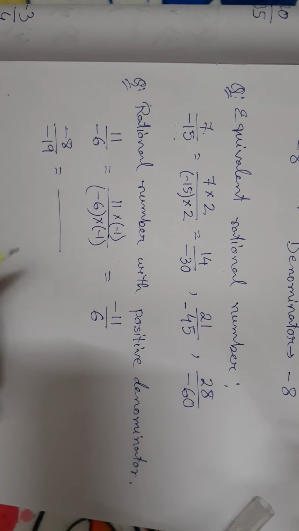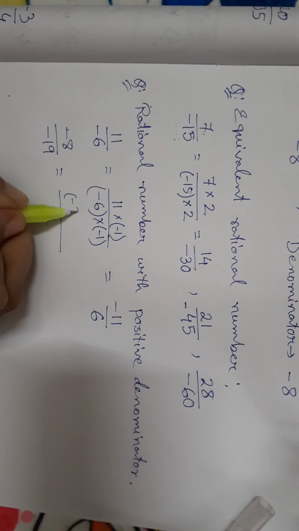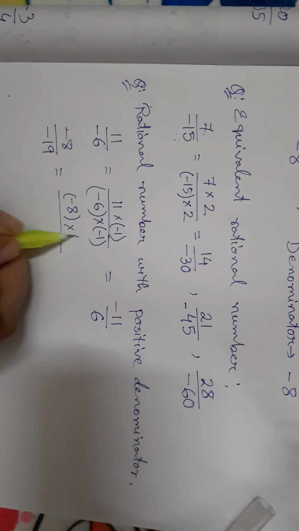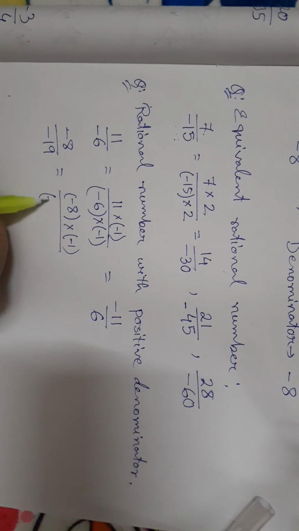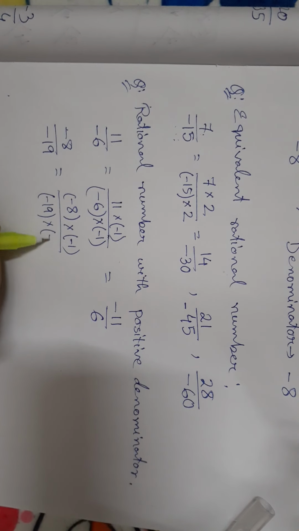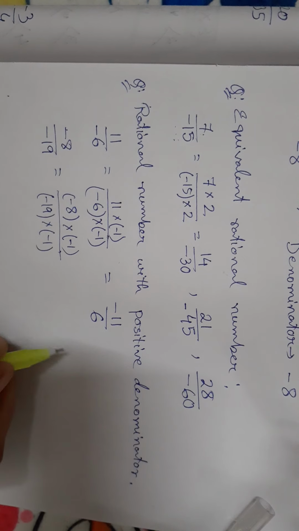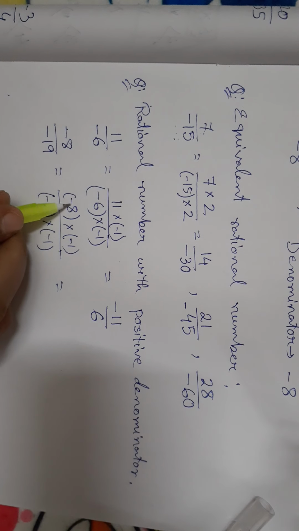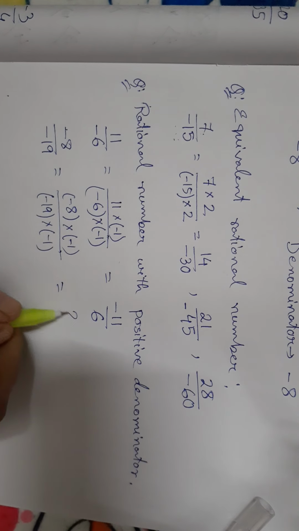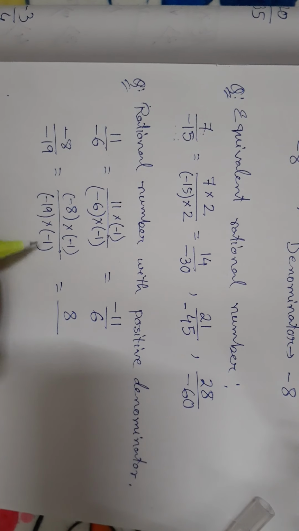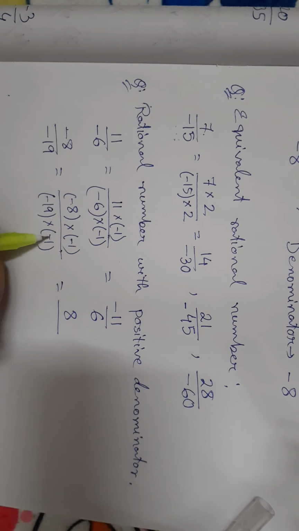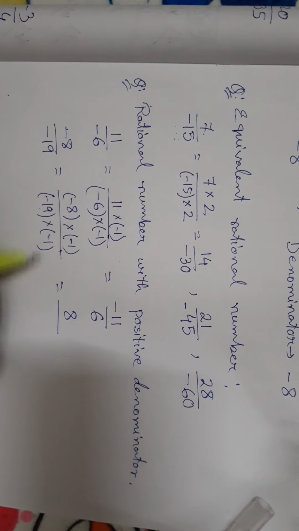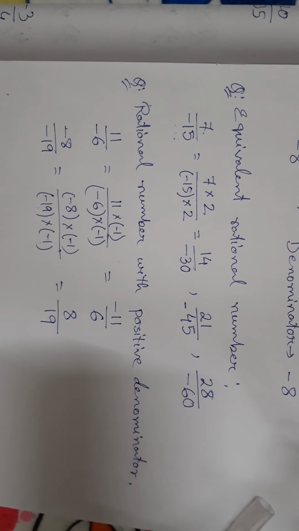Similarly, this one also we can do in the same manner. We can multiply minus 8 by minus 1 and minus 19 also by minus 1. By the same digit we are multiplying, and we will get minus minus plus, and 8 into 1 is 8, so plus 8, and similarly in the denominator also minus minus plus, and 19 into 1 means 19.